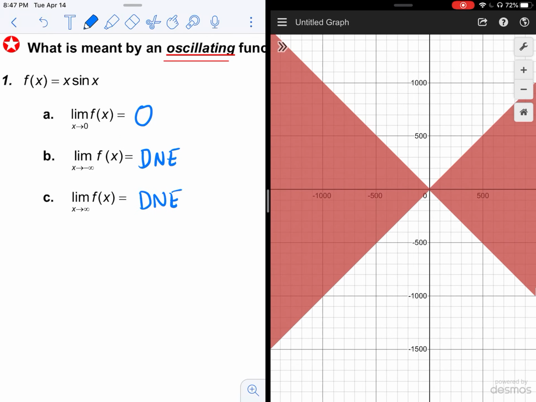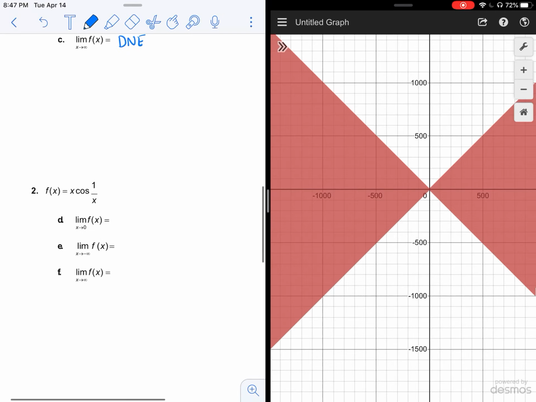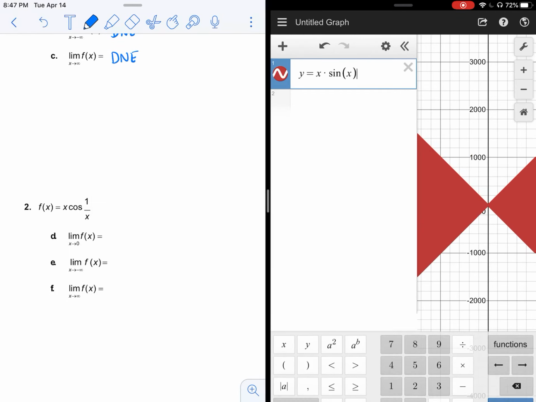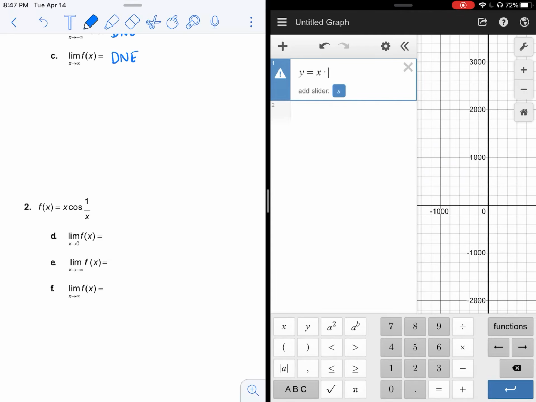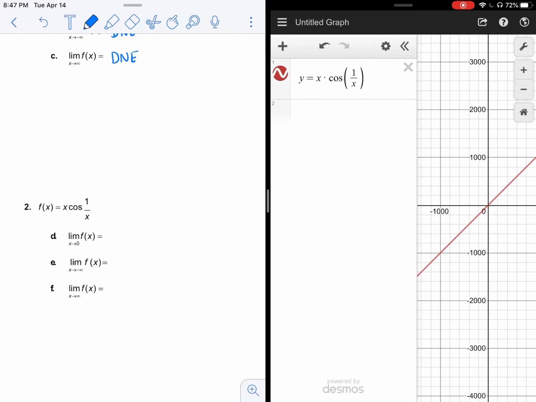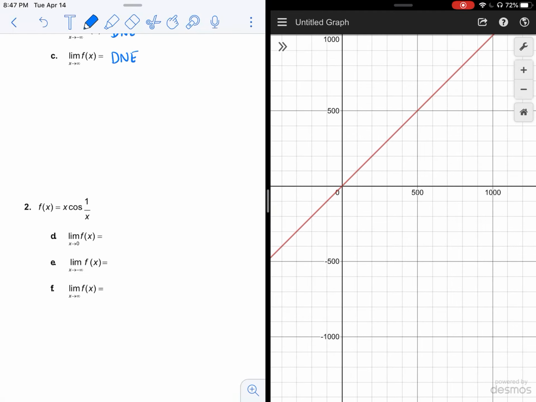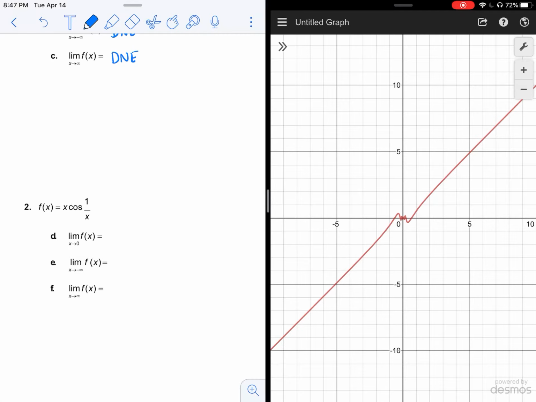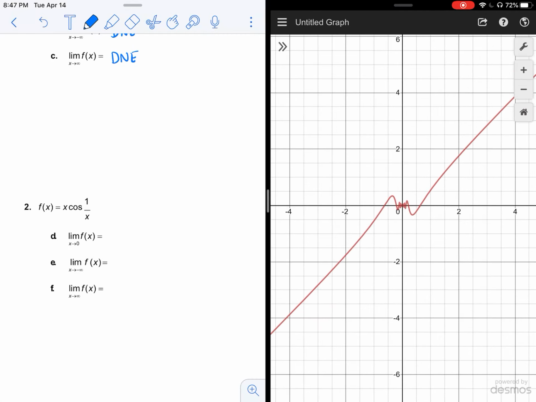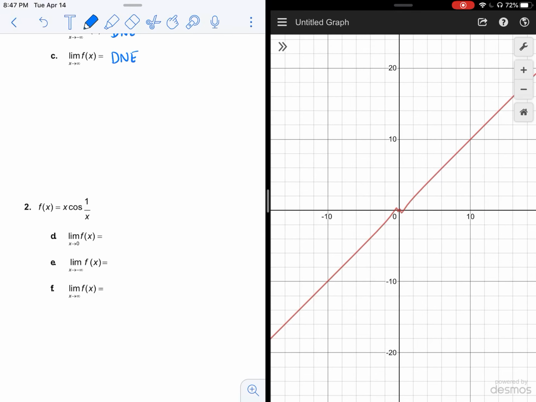Alrighty, let's look at another one. So number 2 is x times the cosine of 1 over x. Okay, so let me hit the home button. That zooms us in a little bit more. When we are home, you can see here when I'm at this kind of nice -20 to 20 zoom, it almost looks like a straight line with a little bloop in the middle as it goes forward. And so we're going to use that as we look at these different values.